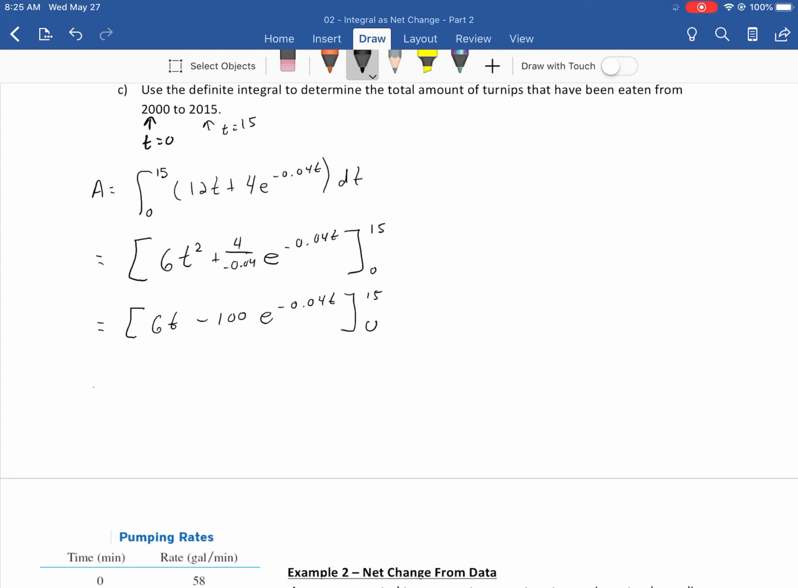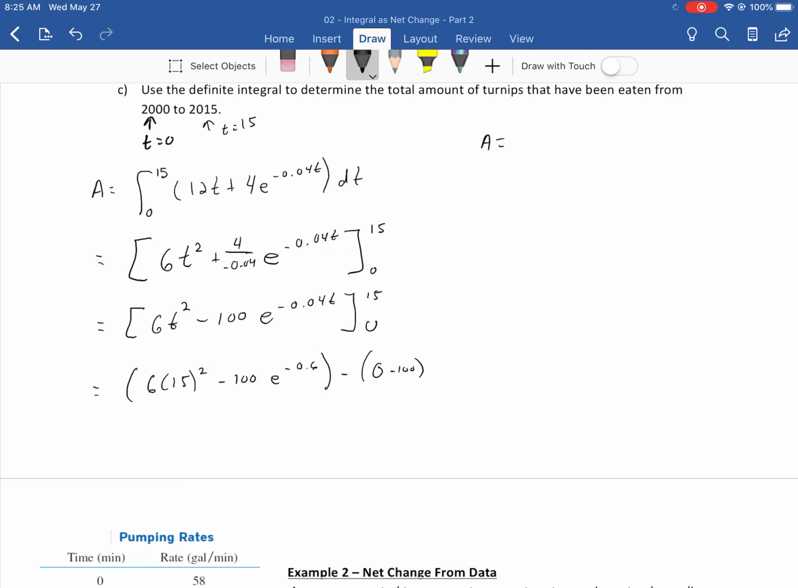Okay, so 2 brackets. I got to put the 15 in there. 6 times 15 squared minus 100 times e to the, let's see, negative 0.04 times 15, or negative 0.6. I got to subtract from that. When I put a 0 into this thing, I get 0 there. I don't get 0 in this one, though. E to the 0, which is 1. Oh, it's just negative 100.